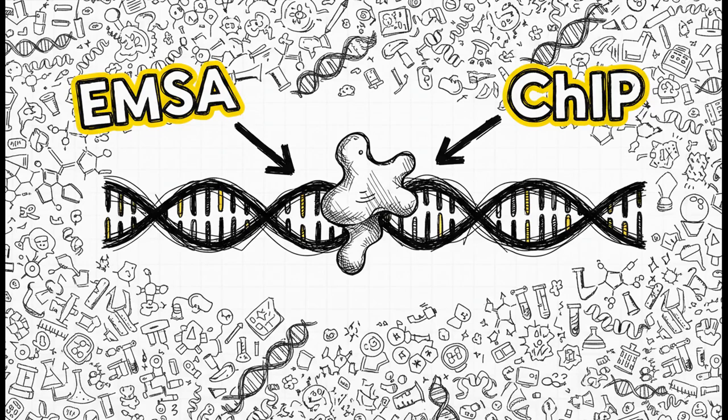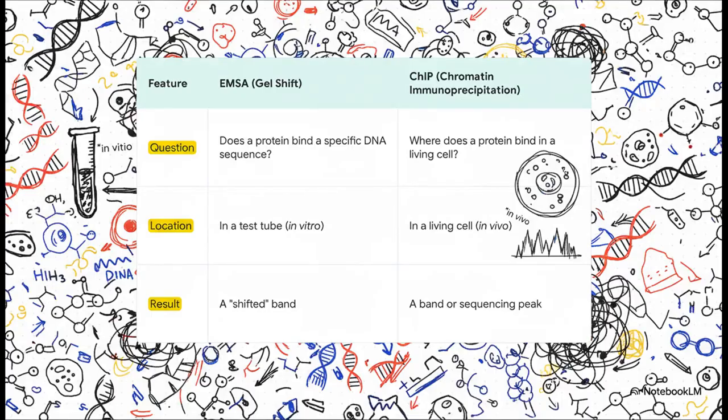EMSA and ChIP. They both look at protein-DNA interactions, but they do it in slightly different ways. Here's the key difference. Think of EMSA, or a gel shift, as a very specific test in a tube, in vitro. It asks a super focused question: does this protein stick to this little piece of DNA?